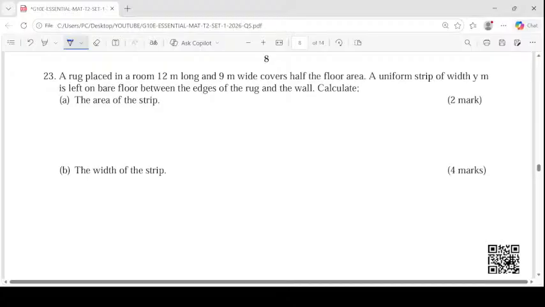Let us see. So we have a rug placed in a room. So we have a room. This is our room. I want us to perceive it from this perspective.